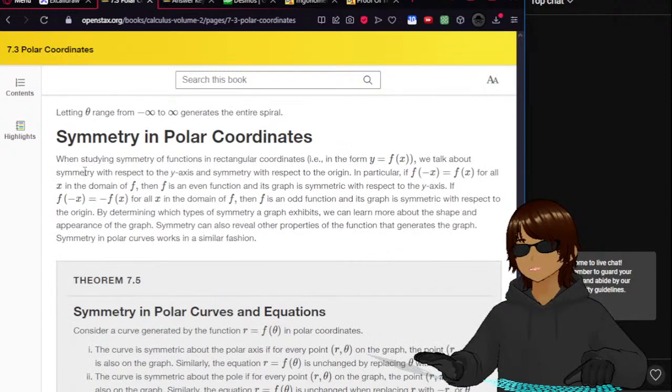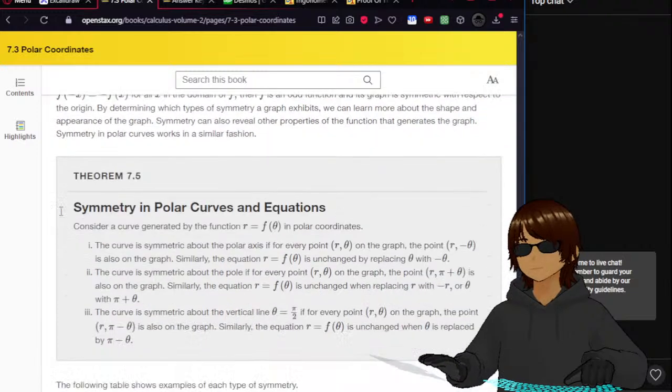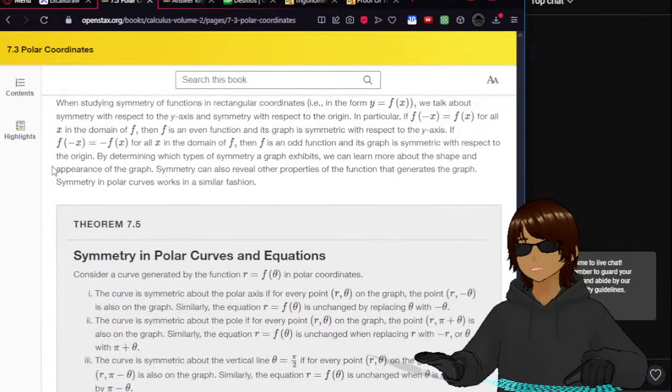Symmetry in polar coordinates. When studying symmetry of functions in rectangular coordinates in the form y is equal to f of x, we talk about symmetry with respect to the y-axis and symmetry with respect to the origin. In particular, if f of negative x is equal to f of x for all x in the domain of f, then f is an even function. Its graph is symmetric with respect to the y-axis. If f of negative x is equal to negative f of x for all x in the domain of f, then f is an odd function and its graph is symmetric with respect to the origin.